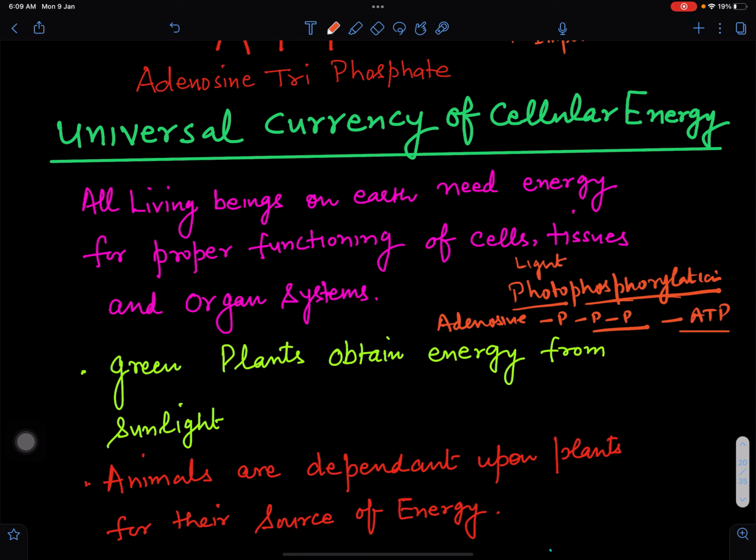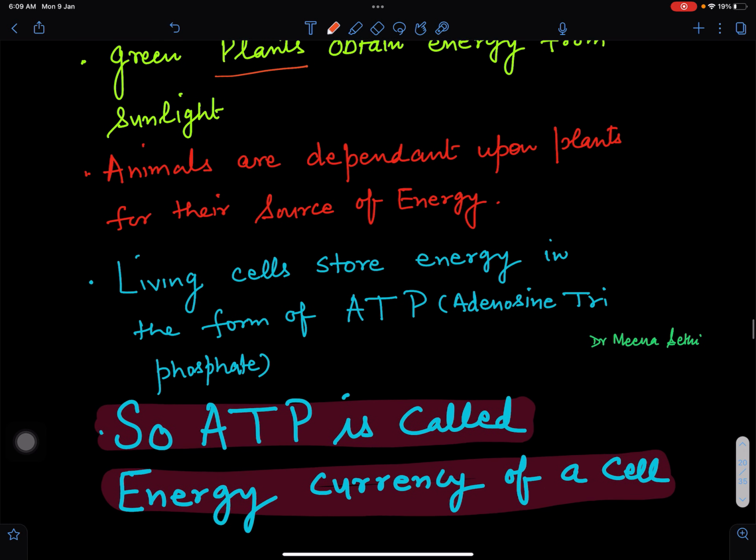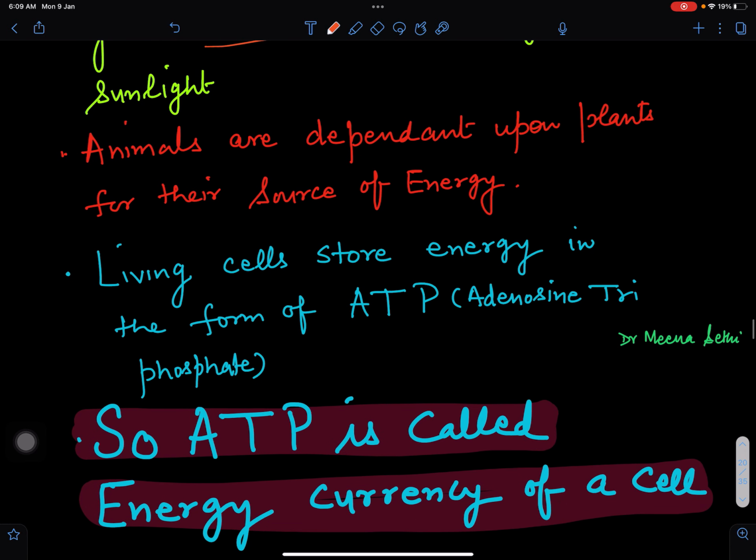and this process occurs during light, so this is called photophosphorylation. All animals, human beings as well, are dependent on green plants directly or indirectly for their source of food and for their source of energy. So living cells use energy in various metabolic activities, and this stores energy in the form of ATP. So it is called adenosine triphosphate.